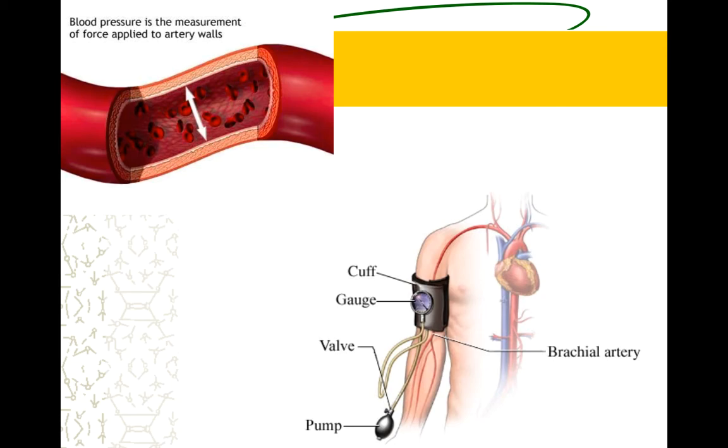Then when your heart relaxes, when the blood's moving between ventricles and the atria and out into the aorta, we have our diastolic pressure. And that is when the arteries are not under the force of the blood being pumped into it. And that is the bottom number of your blood pressure, okay?